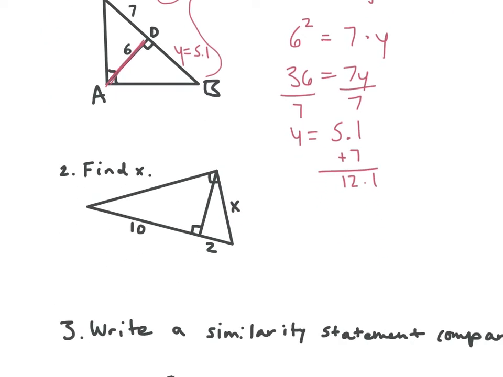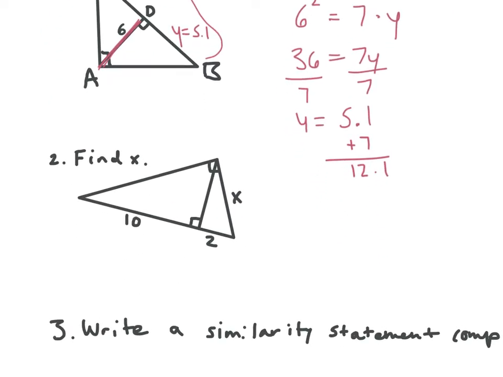Okay, let's look at number 2. Find x. So what part of the big triangle is x here? It's the leg. So what formula are we going to use? Leg squared is equal to hypotenuse times the segment. So what's our leg? So we have x squared is equal to, what's our hypotenuse? 12. So remember, when we say hypotenuse, we're talking about the hypotenuse of the big triangle.